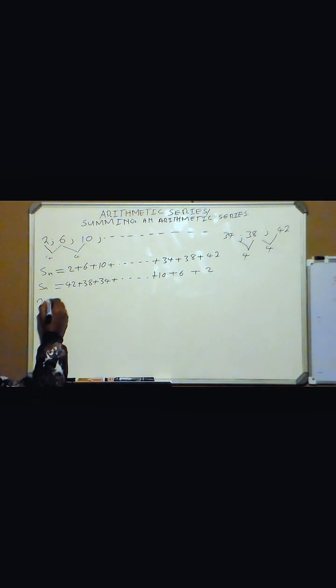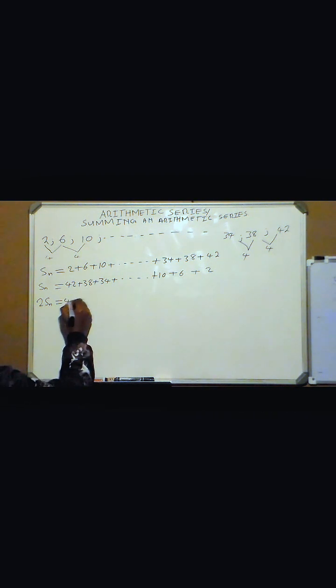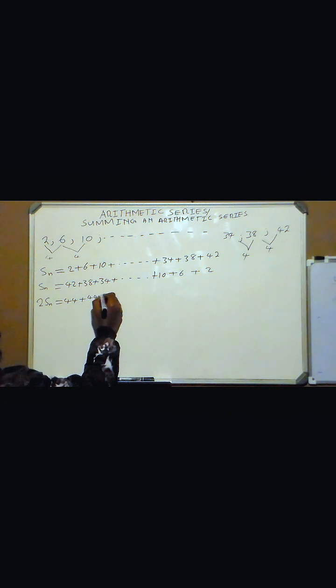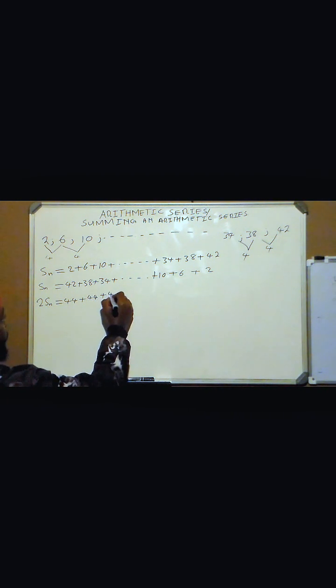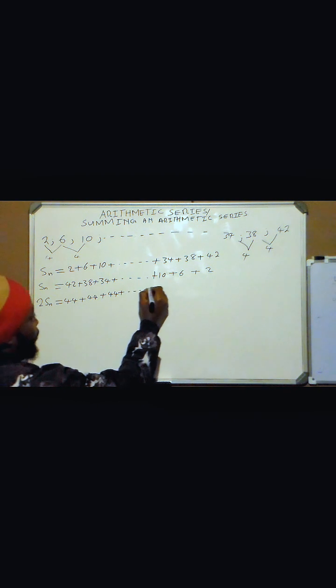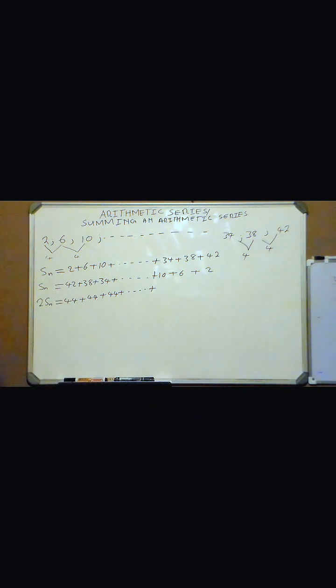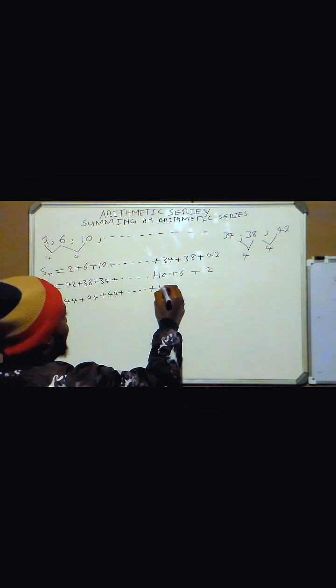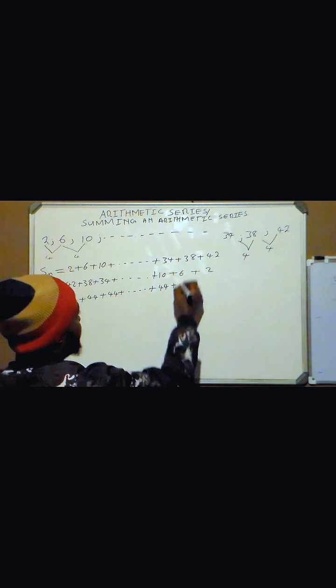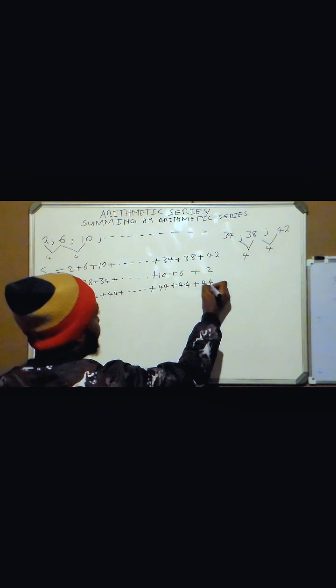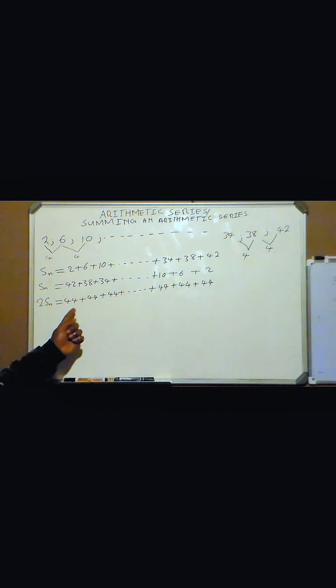So we would have 2 S sub n equals to 2 plus 42, this would be 44, plus 6 plus 38, this would be 44, plus 10 plus 34, 44, plus all the way to the last three terms. 34 plus 10 again, we get what? 44, plus 38 plus 6, we get what? 44 plus 44. Again, we see that by adding the two series, we get a constant value that is added up.